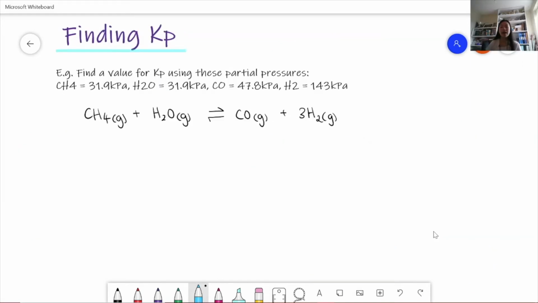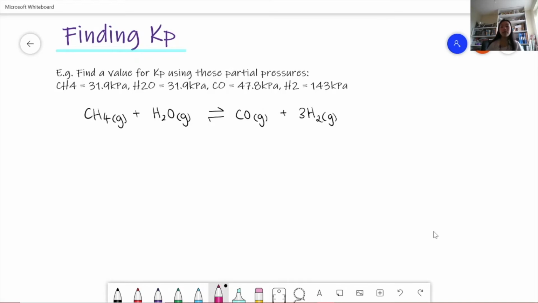Now we're going to work out the Kp. So for this example, find the value for Kp using these partial pressures. So CH4 is 31.9 kilopascals, water is 31.9 kilopascals, carbon monoxide is 47.8 kilopascals, and hydrogen is 143 kilopascals. So here we have the equation, and now we're going to work out the Kp.